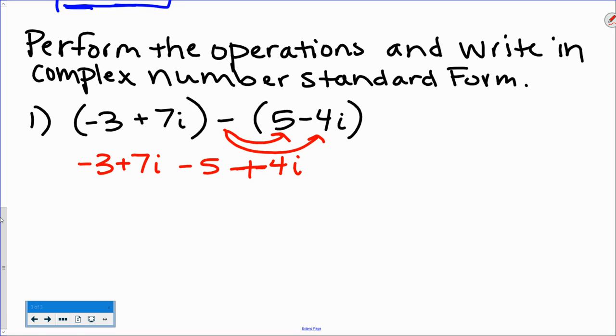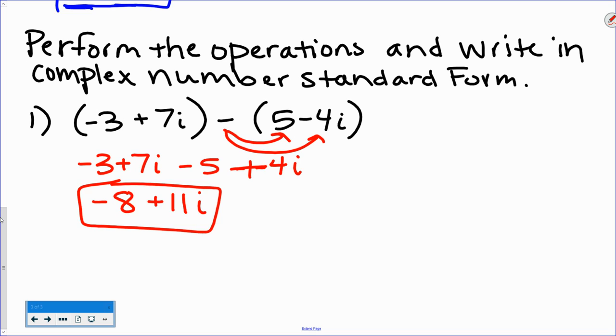From here, it's just combining like terms. You can only put real parts together and only put imaginary parts together. So negative 3 and negative 5 would make negative 8 for my combined real part. And then 7i plus 4i would be 11i for my imaginary part. And then I can't put those parts together. So that's it.